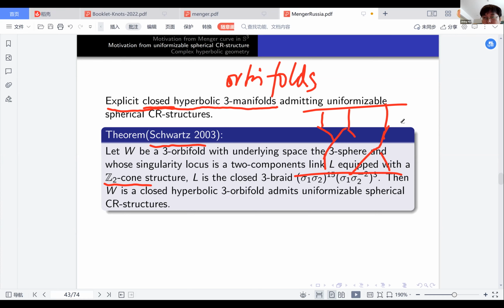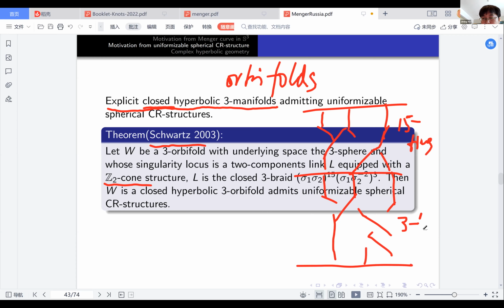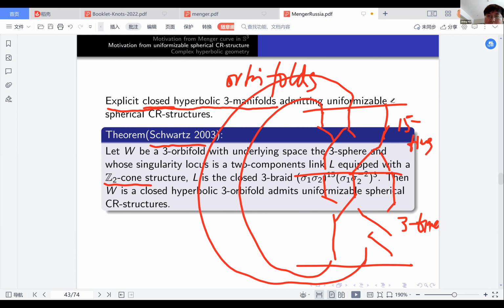So it is 15 times, right? Times. And here is sigma 1 and sigma 2 minus 2. So it is like this guy. So in 3 times. And just consider it's closer, right? Like this guy.